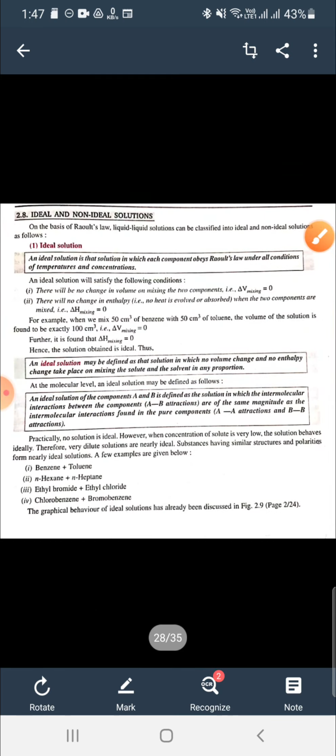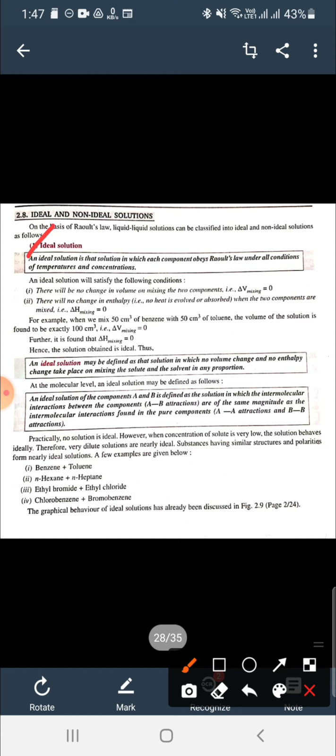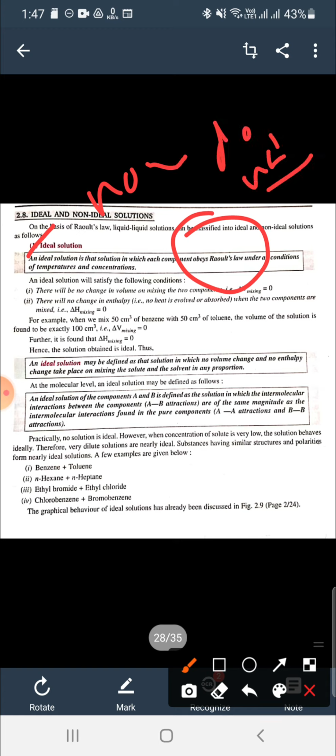Next topic is ideal and non-ideal solutions. Ideal solutions are those solutions which obey Raoult's law at all conditions, and non-ideal solutions are those which do not obey Raoult's law.